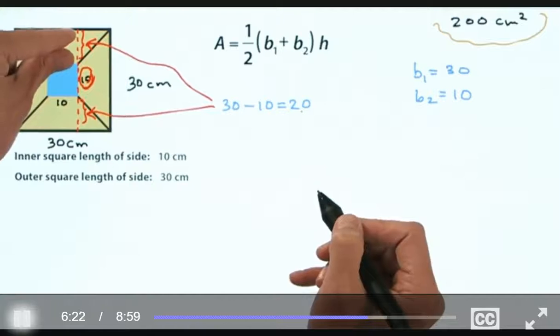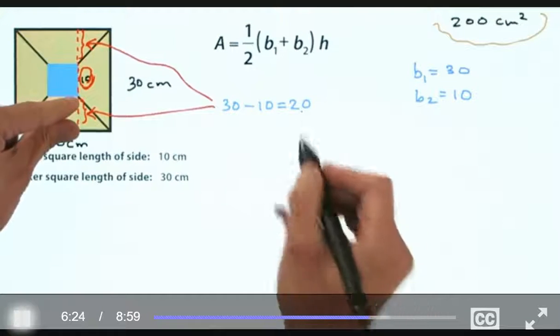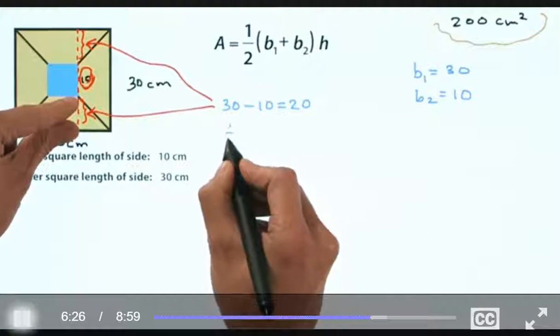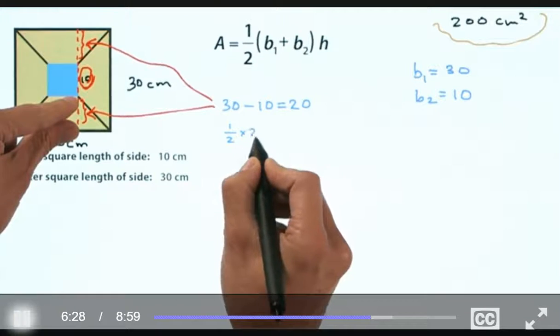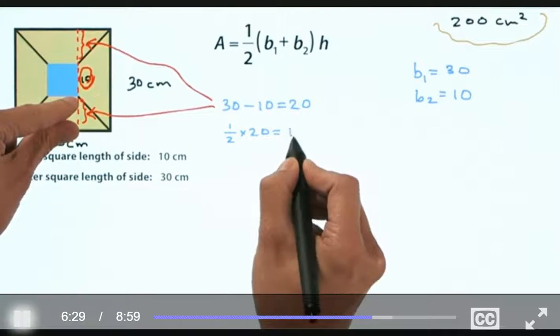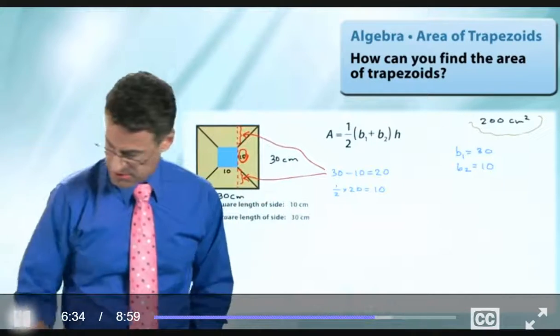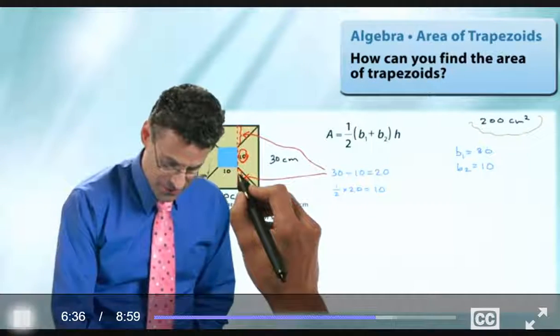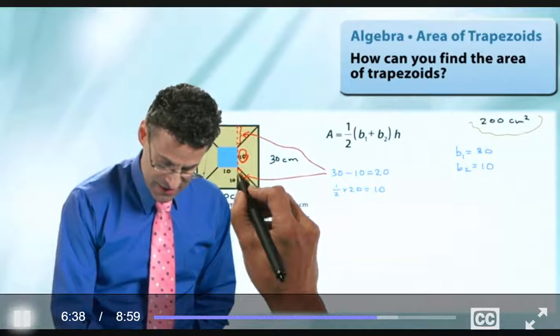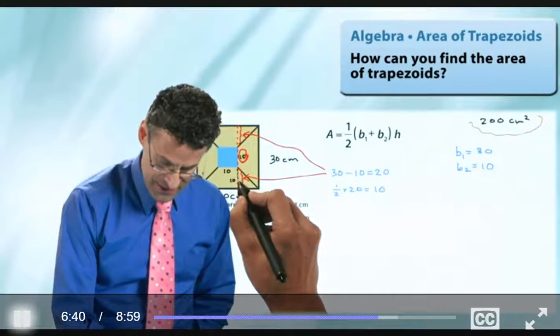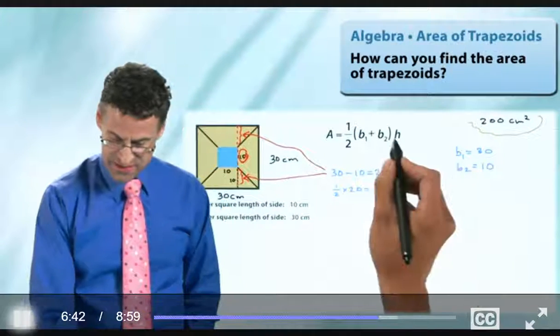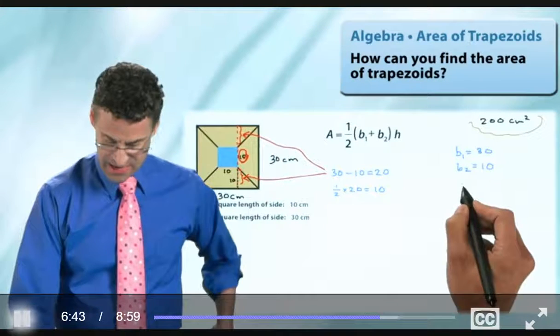And so how could I find the length of just one of them? Well, I take half of 20. So if I take half of 20, that would give me 10. Aha! So this length right here is also 10. And we've just discovered that this is 10, which is the height. So the height is, in fact, 10. And so this height is 10.